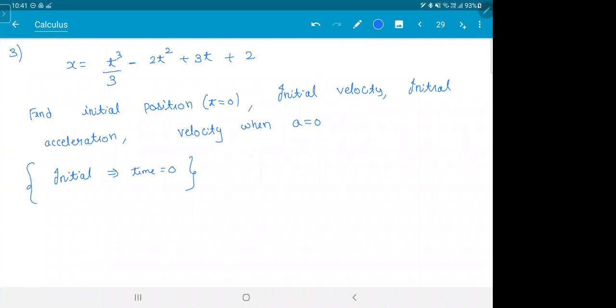What is the first one? Initial position is what? Put t is 0. So 0, 0, 0, 2, 2. Initially, you're at x is equal to 2. Makes sense? Easy. Just put t is 0 there.